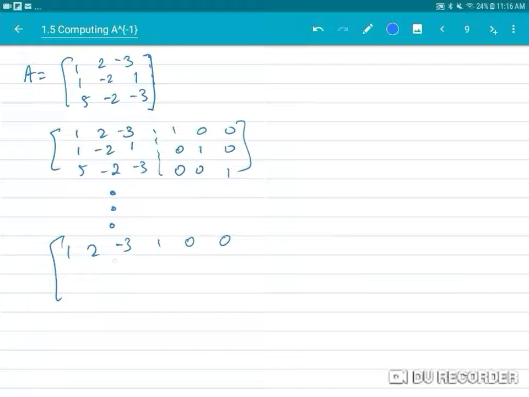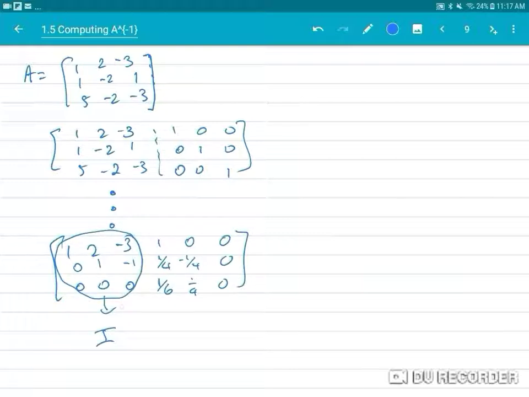1, 0, 0, 0, 1, minus 1, 1/4, minus 1/4, 0, 0, 0, 0, 2 over 12, that's 1/6, plus 1/4, and 0. That's what I got after a couple of steps. So you notice that this would never be the identity matrix. I will never be able to get this row equivalent to the identity matrix. So that's not going to be possible. And therefore, the original matrix A is not invertible.